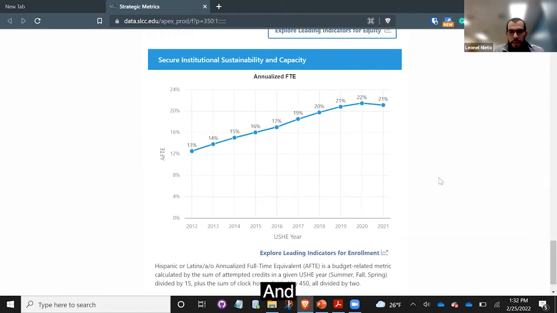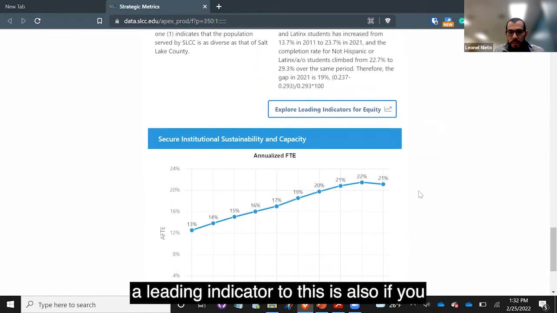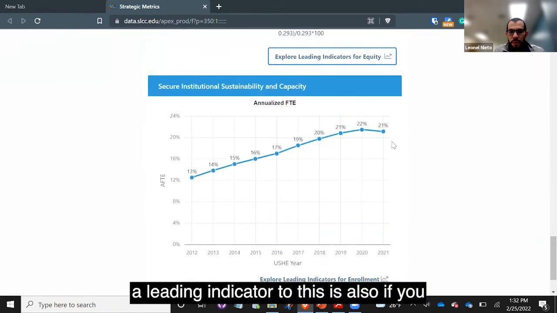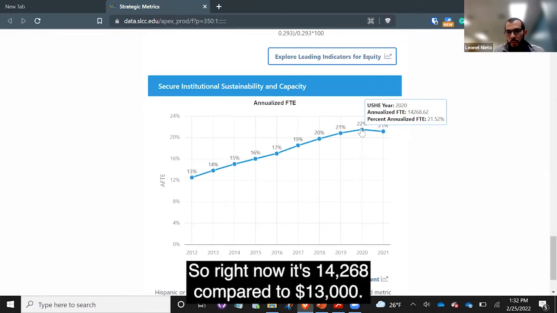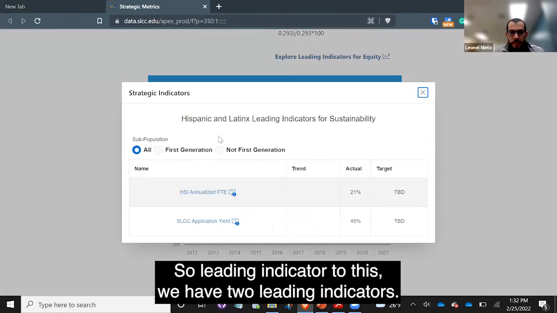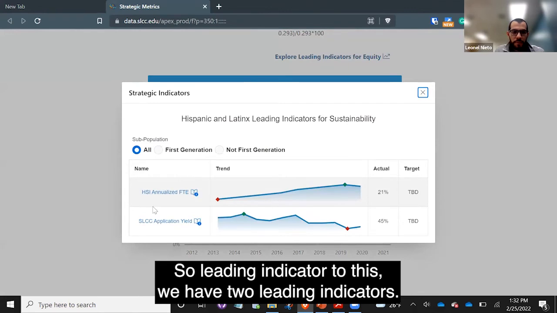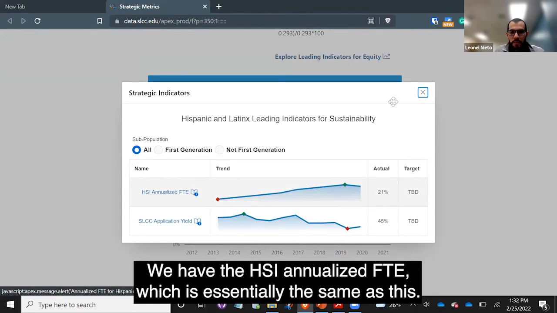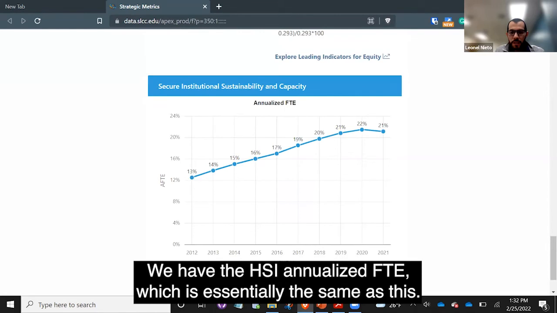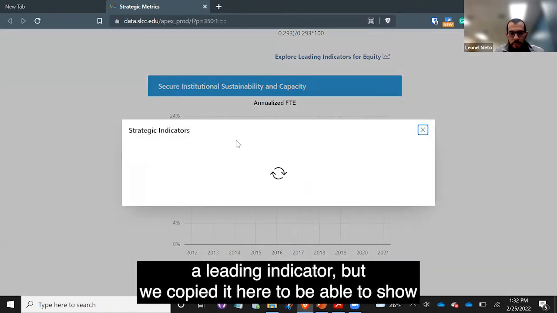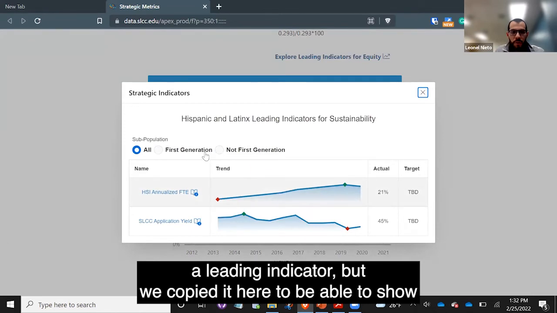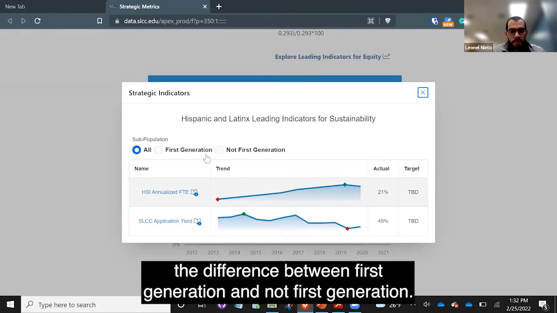And a leading indicator to this is, so if you hover over this, it tells you the actual number. So right now is 14,268 compared to 13,000. So the leading indicator to this, we have two leading indicators. We have the HSI annualized FTE, which is essentially the same as this. It's not really a leading indicator, but we copied it here to be able to show the difference between first generation and non-first generation.